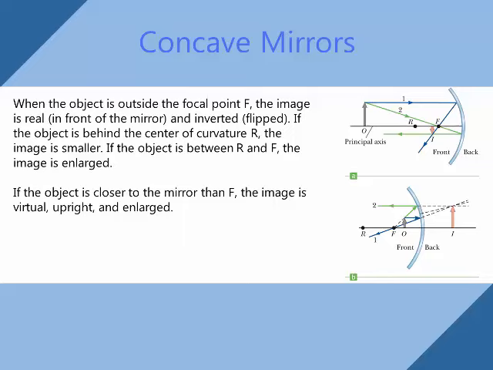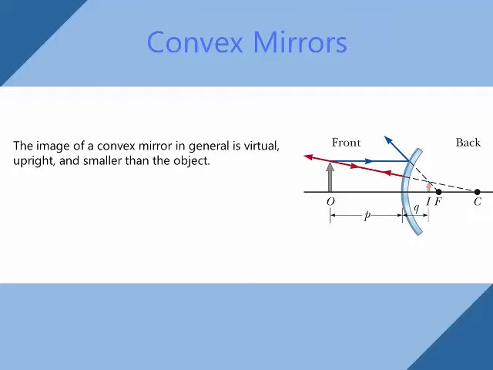If the object is closer to the mirror than the focal point, the image is virtual, behind the mirror, upright, and enlarged to appear bigger than the object. Convex mirrors are similar to concave mirrors, but have a different curve. The image of a convex mirror, in general, will be virtual, upright, and smaller than the object.